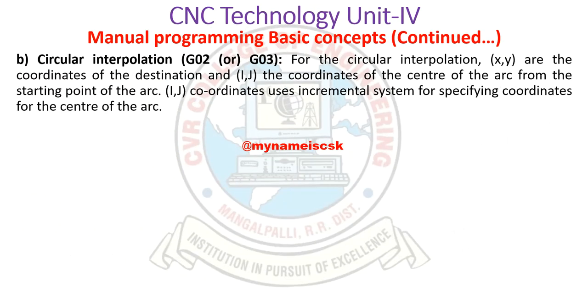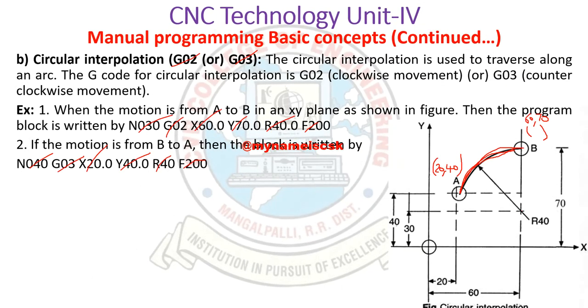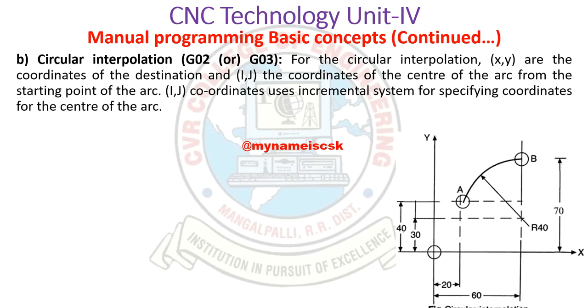Then coming to incremental, we have to do different things. And coming to the interpolation, if you want to use IJK, I is nothing but circular interpolation for the x-axis, J is nothing but circular interpolation for the y-axis.